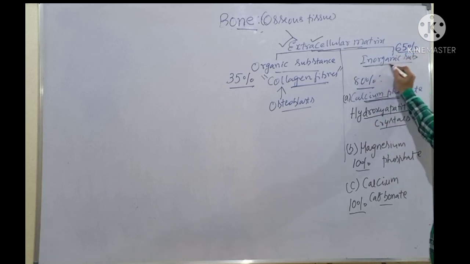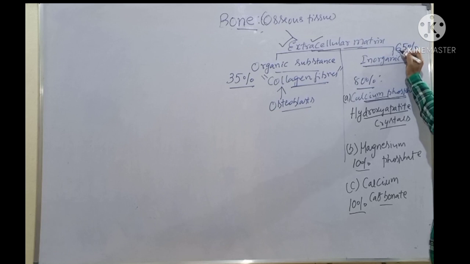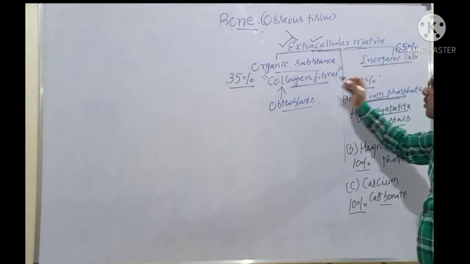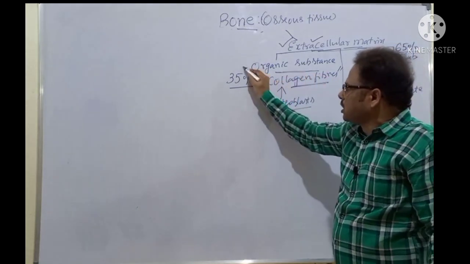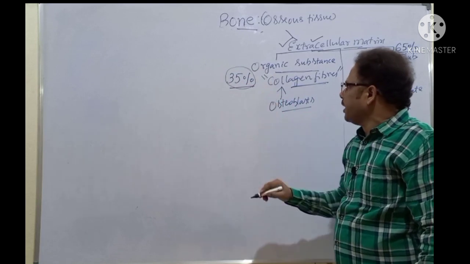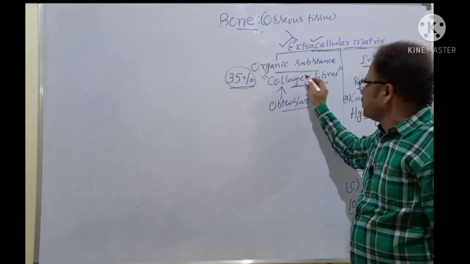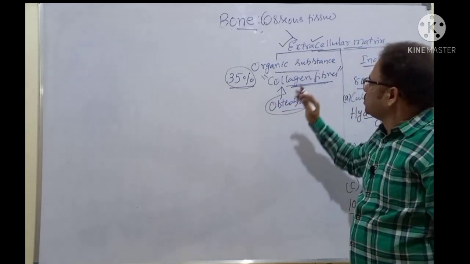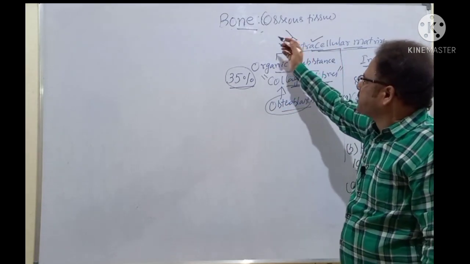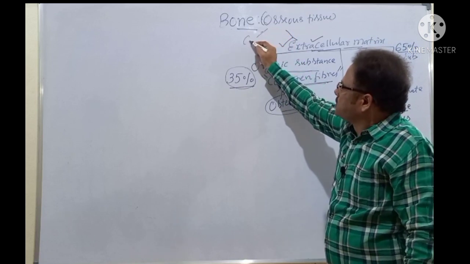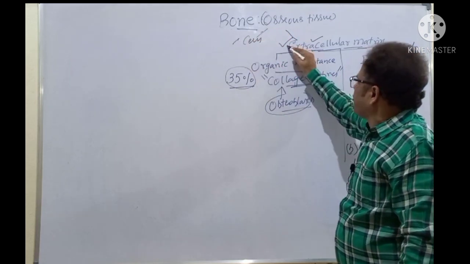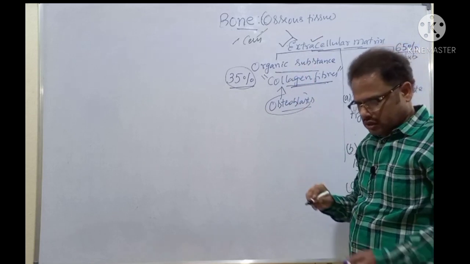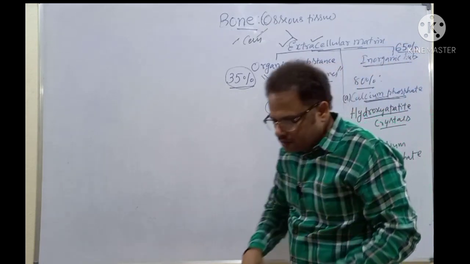Okay, this inorganic substance adds how much of the matrix? 65% of the bone matrix, whereas organic substance adds 35% of the bone matrix. The organic substance is in the form of collagen fibers, which are formed by the osteoblasts. So this is the composition of the bone. Till now we have been discussing the osseous tissue. First of all, we discussed the cells. Next is the extracellular matrix. Clear, students? So now let's discuss the types of bones.